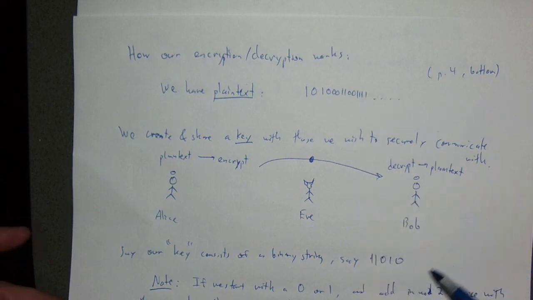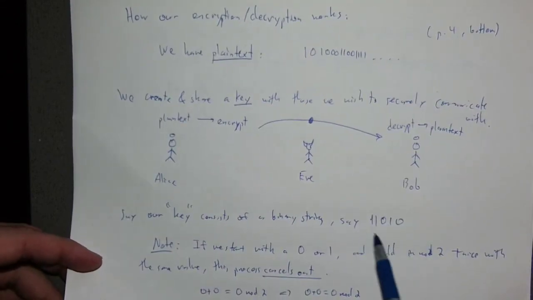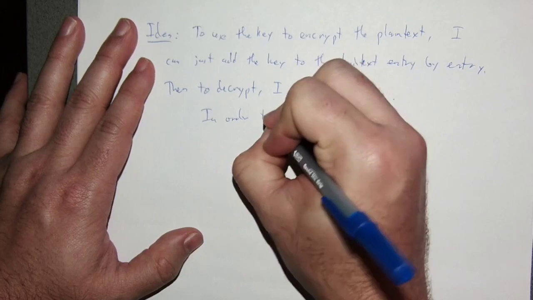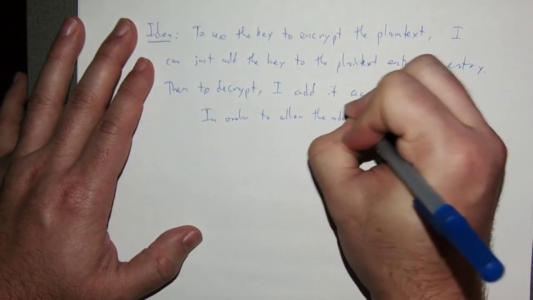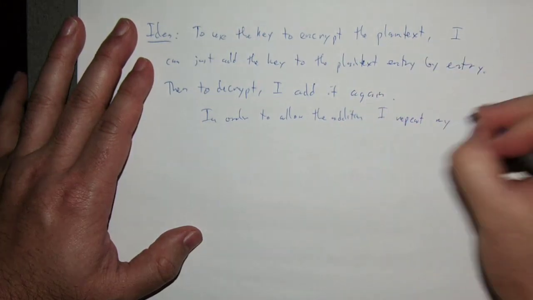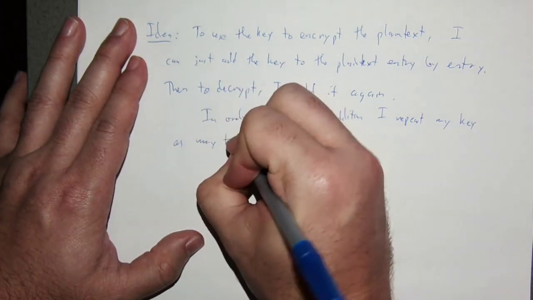So how do I deal with the fact that if I'm going to add them entry by entry, then I need my key to be as long as my plain text. So what do I do? What I do is I just repeat the key. So after 5 digits, it just repeats. So in order to allow the addition, I repeat my key as many times as needed.